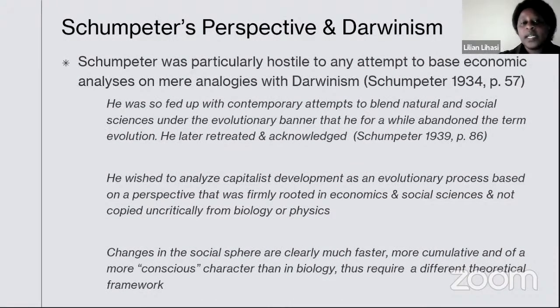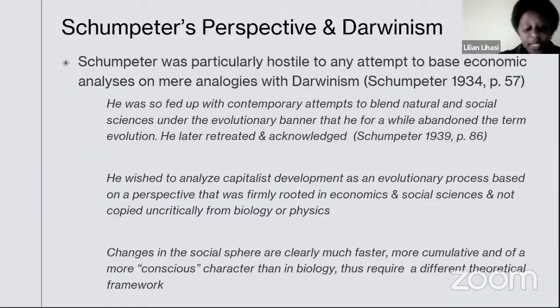He was particularly hostile concerning the issues of Darwinism. We had talked about Darwinism, and he was so fed up that at one time he decided just to forget about evolution, but he had to change his mind. He wished to analyze capitalist development as an evolutionary process based on a perspective that was firmly rooted in economics and social sciences and not in biology. Generally, he felt that changes in the social sphere are clearly much faster, more cumulative, and of a more conscious character than in biology. And therefore, it required a different framework. So he did not understand why biology should be the foundation when it comes to evolutionary economics.